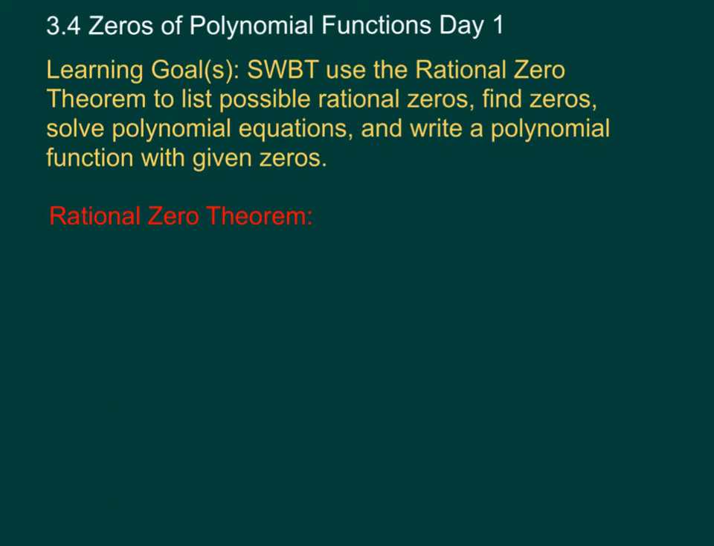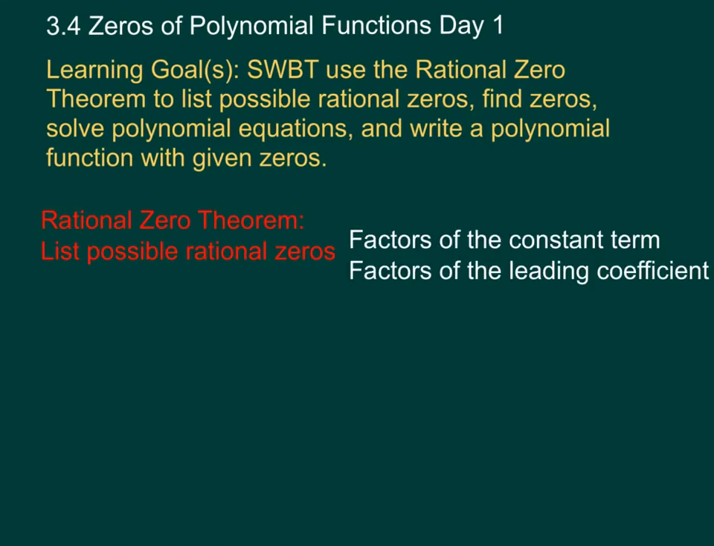So we're going to first look at the rational zero theorem, which is used to list possible zeros. According to this theorem, it gives you your list of possible rational zeros. Remember, a zero could be x-intercepts, solutions, roots. All of those are equivalent to the word zeros.